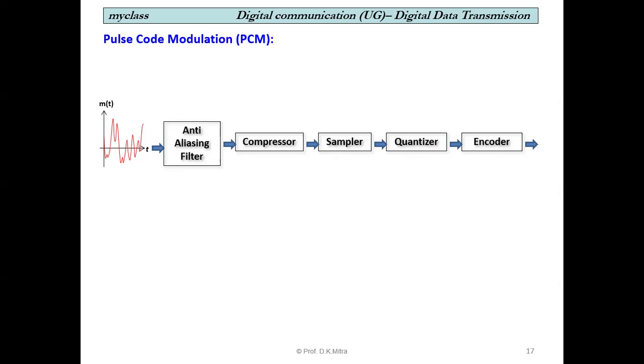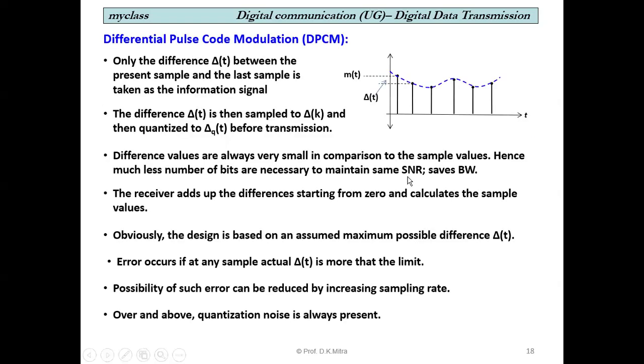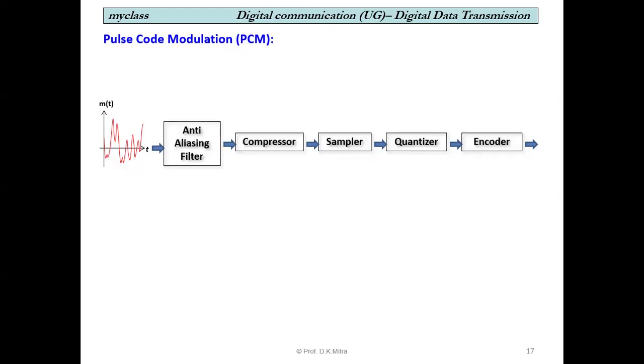Now, pulse code modulation is actually the basic principle of source coding, and then there are other more advanced methods also. The next method that we shall learn today is differential pulse code modulation, which is normally said DPCM, right? Now let's go back to pulse code modulation here.